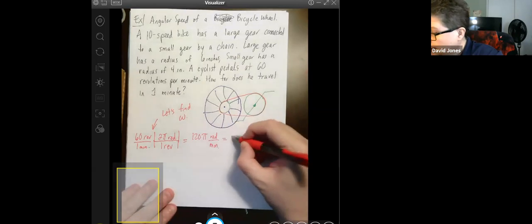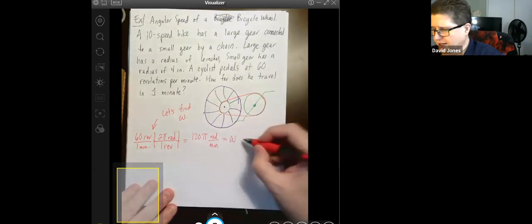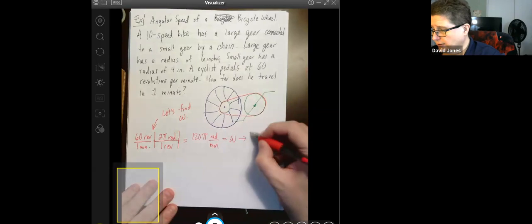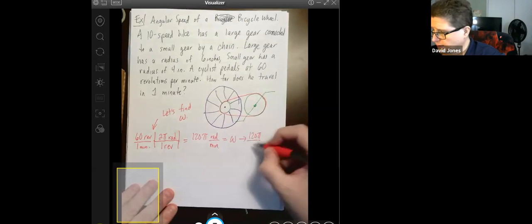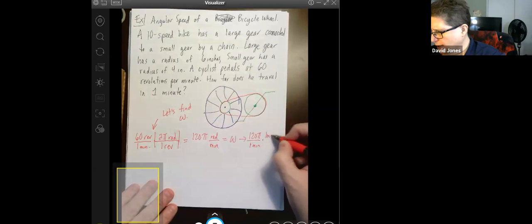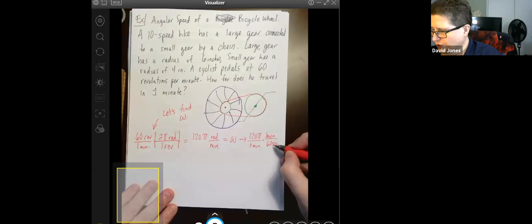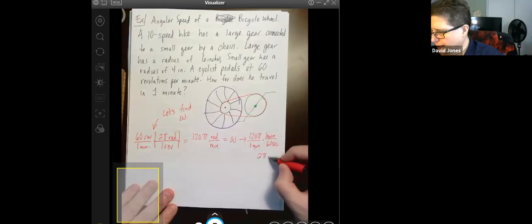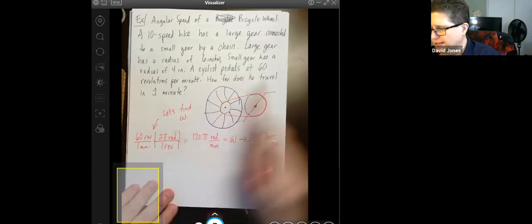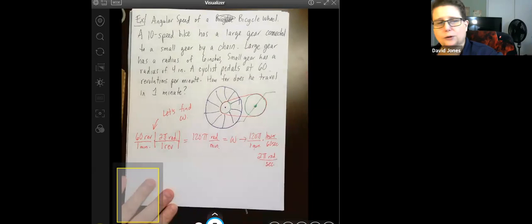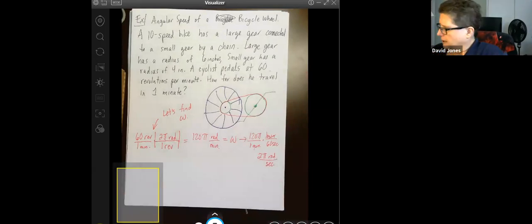That's our omega. If we wanted to convert it to seconds, we would multiply by 1 minute over 60 seconds. The 60 seconds or the minutes cancel out, and we would get 2 pi radians per second. And we knew that. He's doing 60 revolutions per minute. He's doing 1 revolution per second. 1 revolution is 2 pi. Okay?